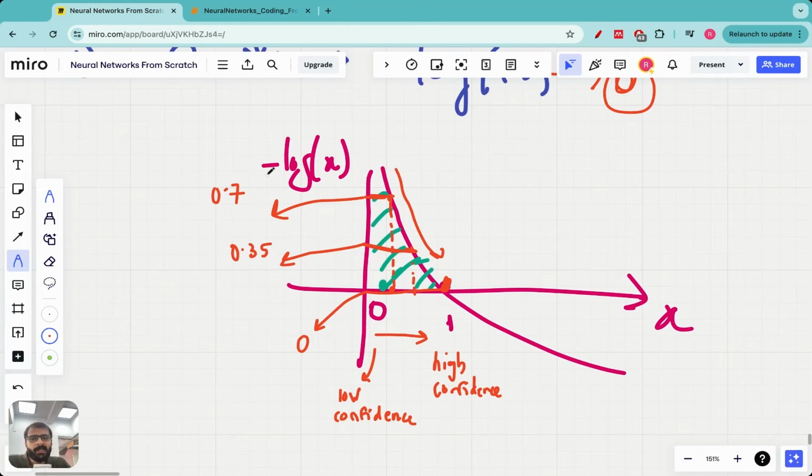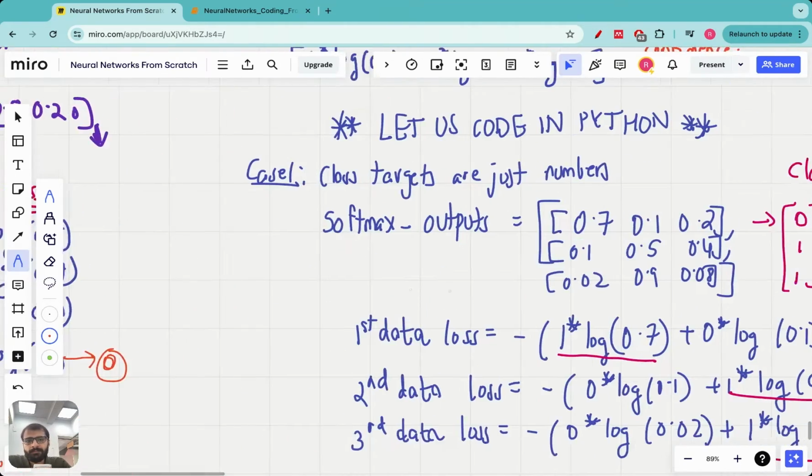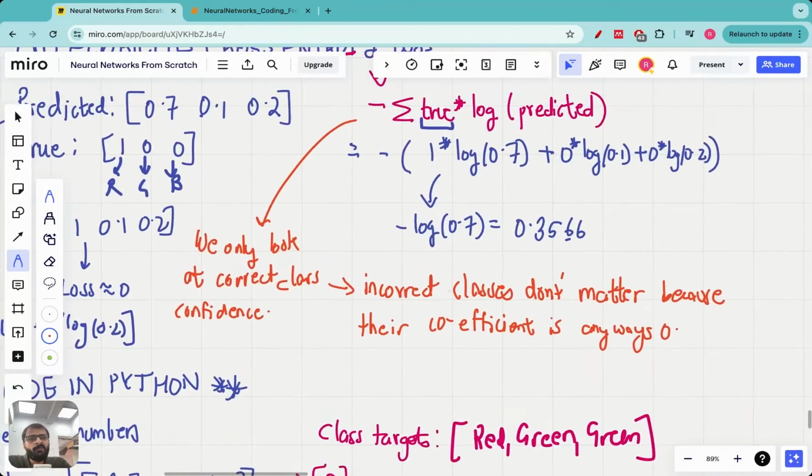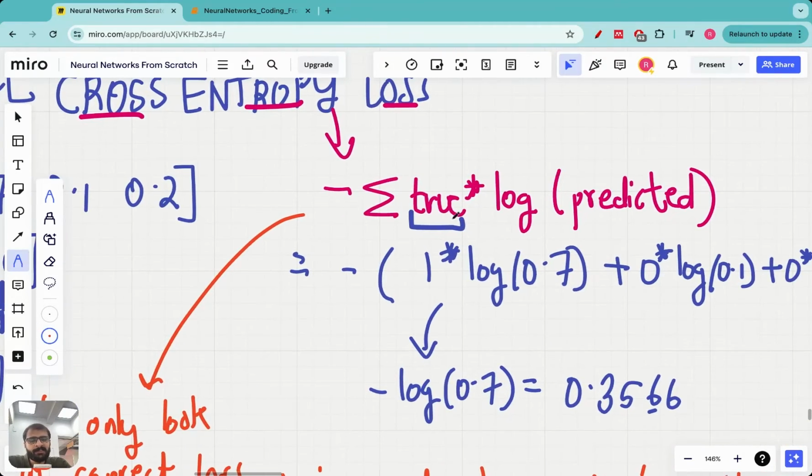First of all, we take the negative because we want the loss to be positive. And the reason we take logarithms is because our inputs are probabilities. So if the input is 1, we want the loss to be 0. That's why we take log, because the logarithm of 1 is equal to 0. This is the intuitive meaning behind why cross entropy loss is defined like this.